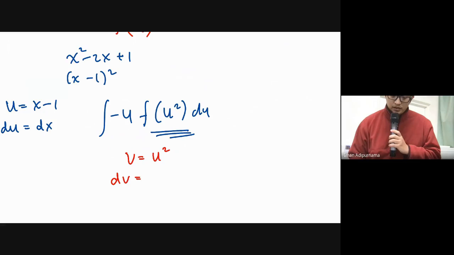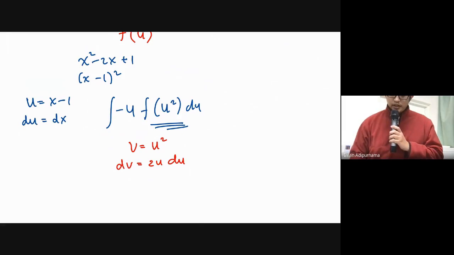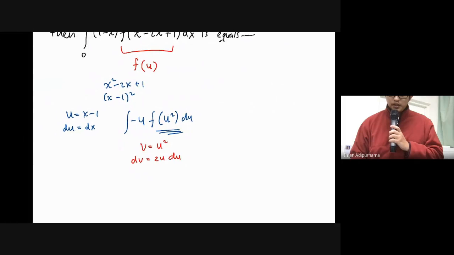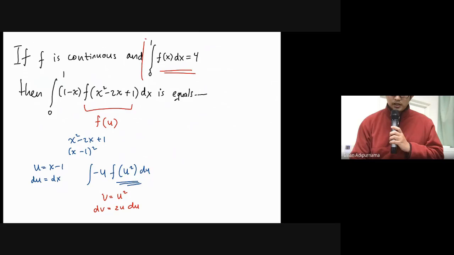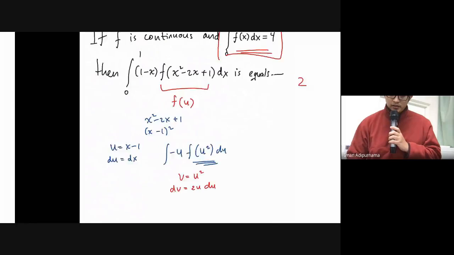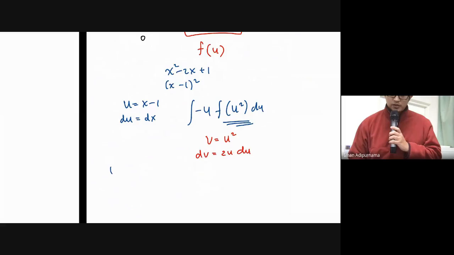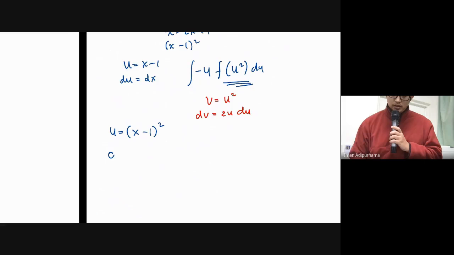So you have dv, and then 2u du. And anyway, you will realize that actually it's half of our integration, and the answer is 2. Or at the beginning, you can actually substitute directly x minus 1 squared. And then you get du is 2x dx.